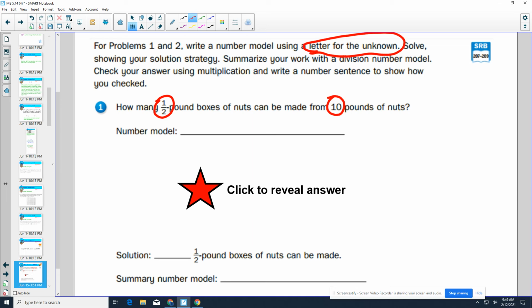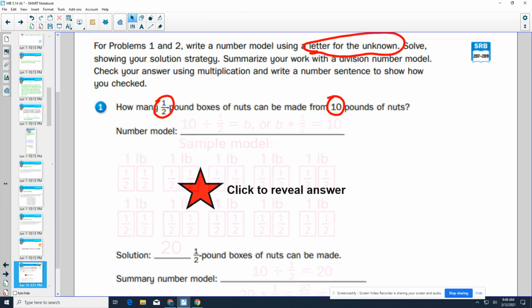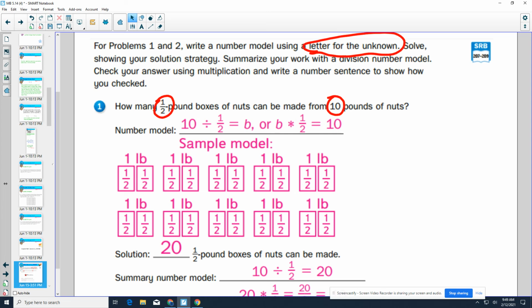Okay, hopefully you've had a chance to work on that. So let's go ahead and look at what we have here. So they did 10 divided into half-pound boxes, which equals B. So the letter for the unknown is again called a variable. So you could put B, you could put N, you could put P, any letter that you want there. It really doesn't matter. Usually try to pick one that's related to the problem, in this case boxes.